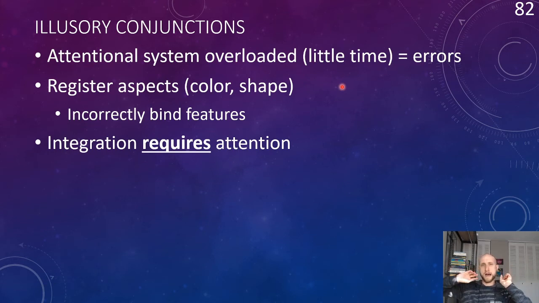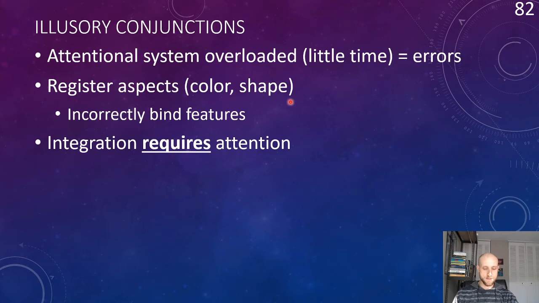But because I overloaded your attentional system by not giving you enough time to properly process and integrate those features together, it led to this illusory conjunction potentially, where you saw a color and shape, or you had a memory that there was a color and shape that didn't actually exist, because your brain didn't have enough time to correctly process everything. So it resulted in incorrectly bound features.